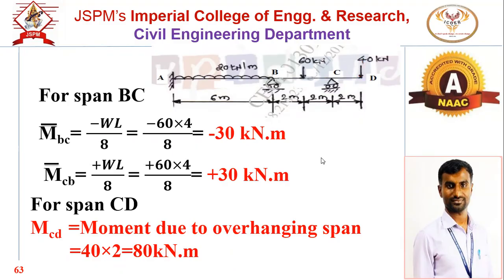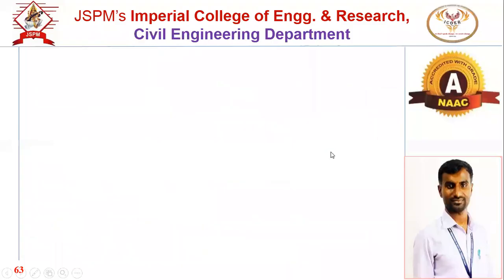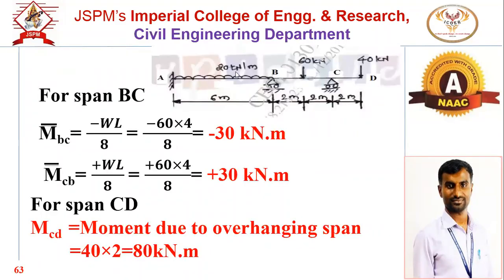Now next step is what? Step number 2 is distribution factor. Yes, distribution factors. Step number 2, for 2 marks, distribution factor. Now tell me, of course you have to choose the joint where at least 2 members are connected. So here we have to choose the joint B.